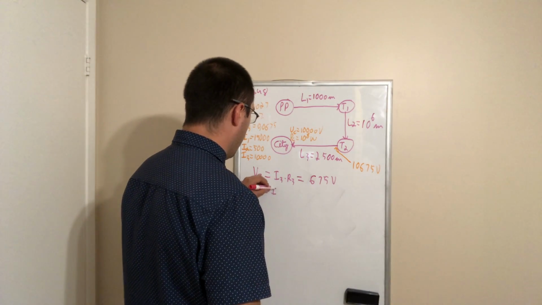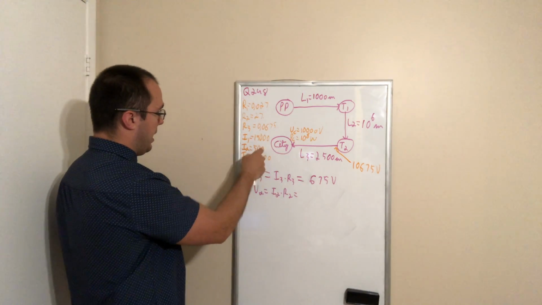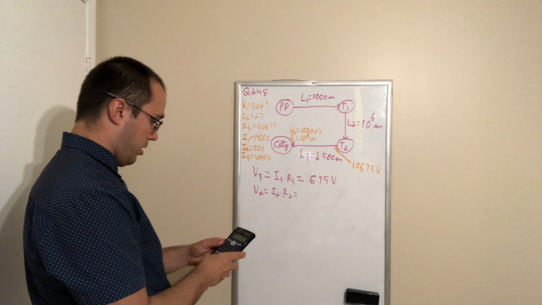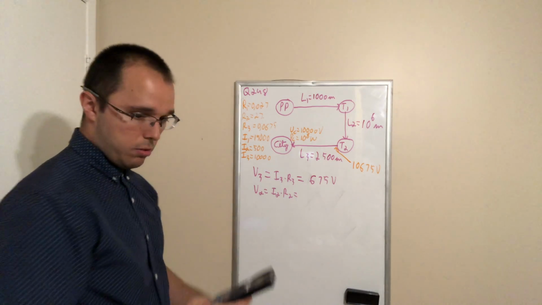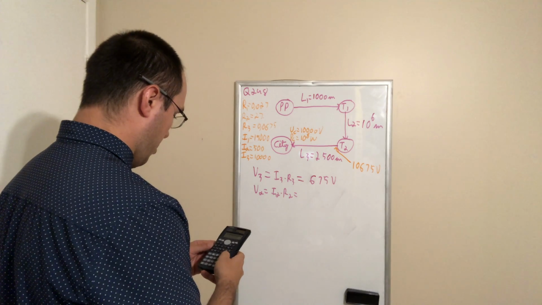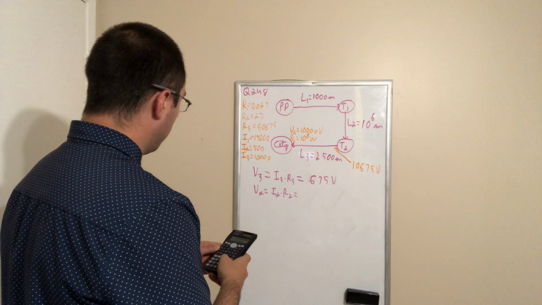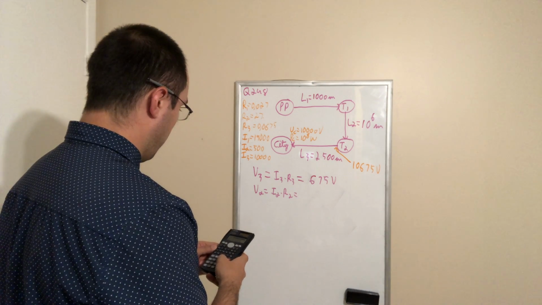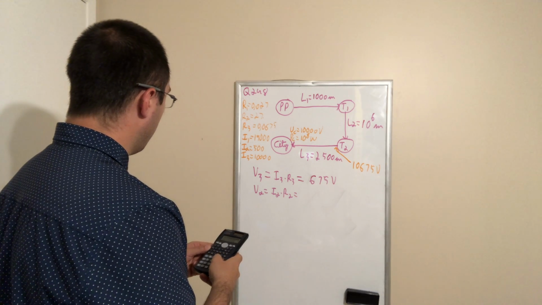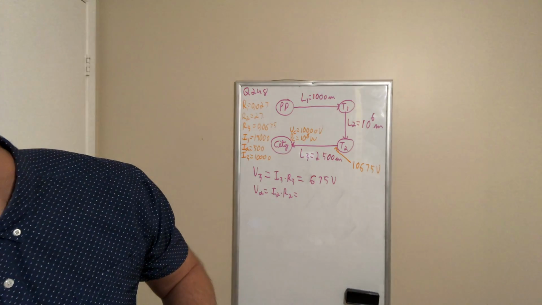Let's use the same logic to find V2. So V2 is equal to I2 multiplied by R2. In this case, it's 27 multiplied by the current, which is 500. So 500 multiplied by 27. Okay, that seems right.